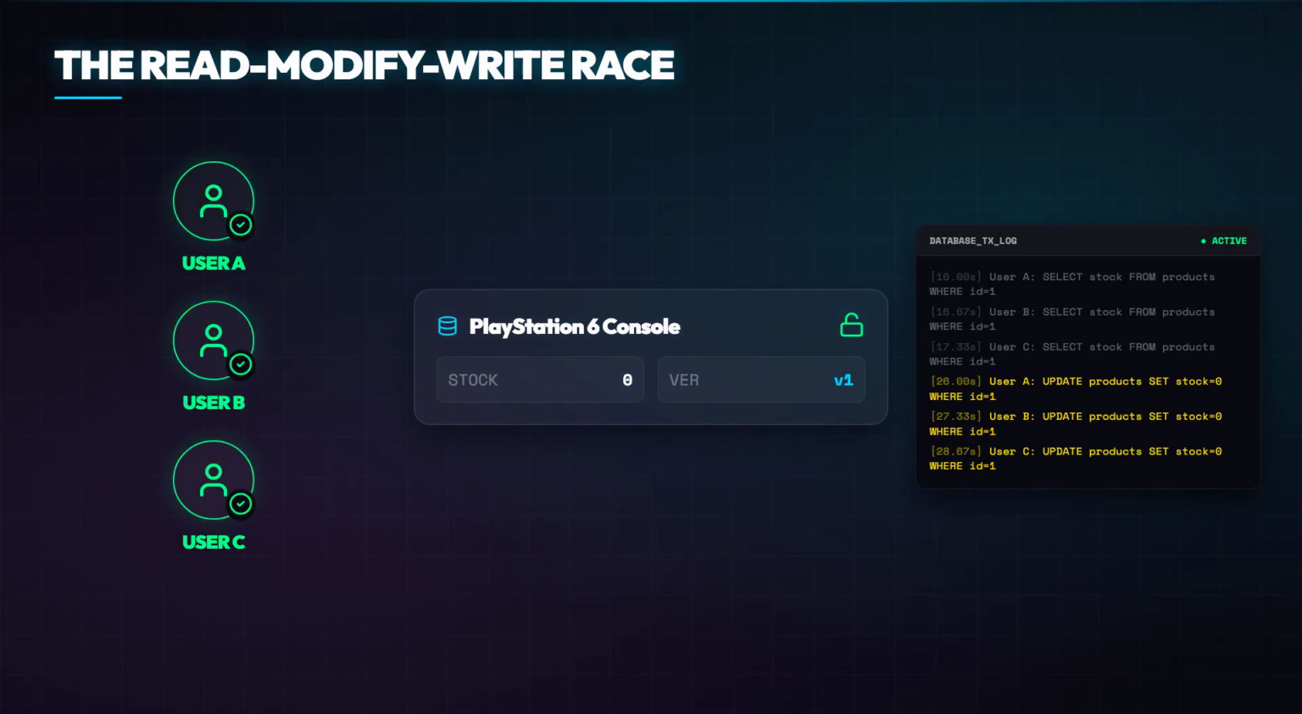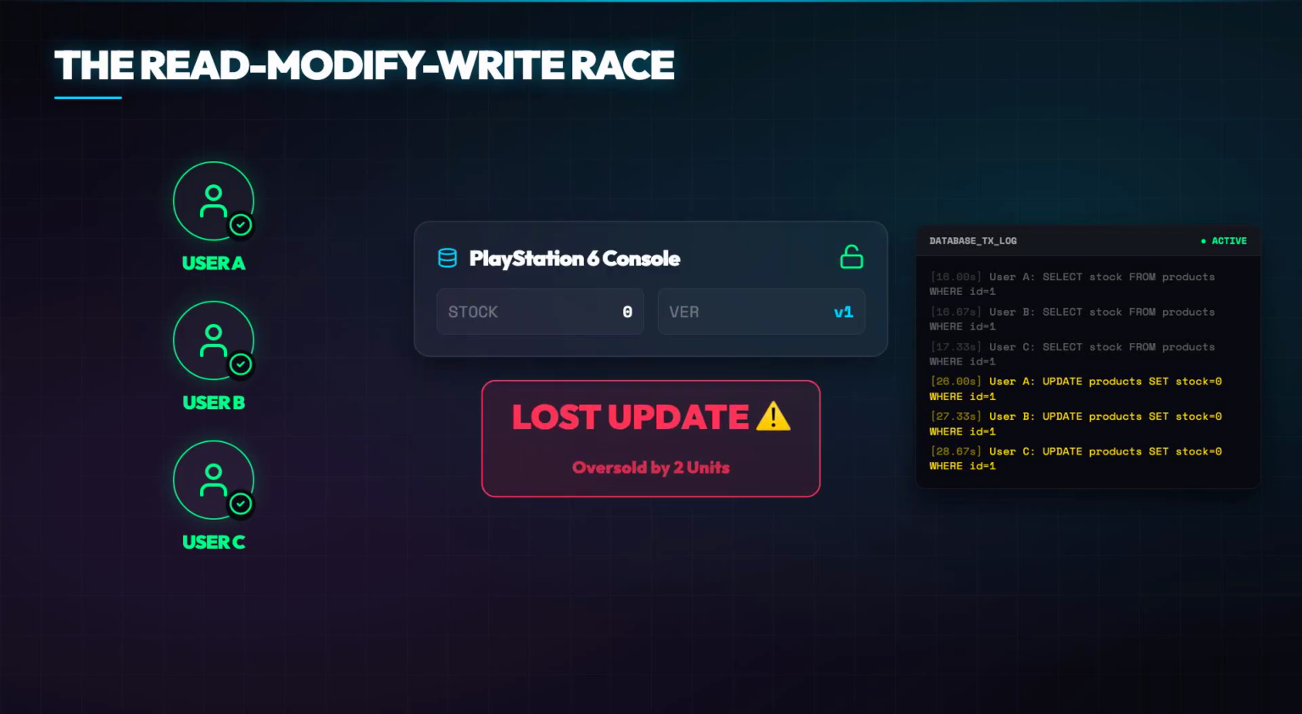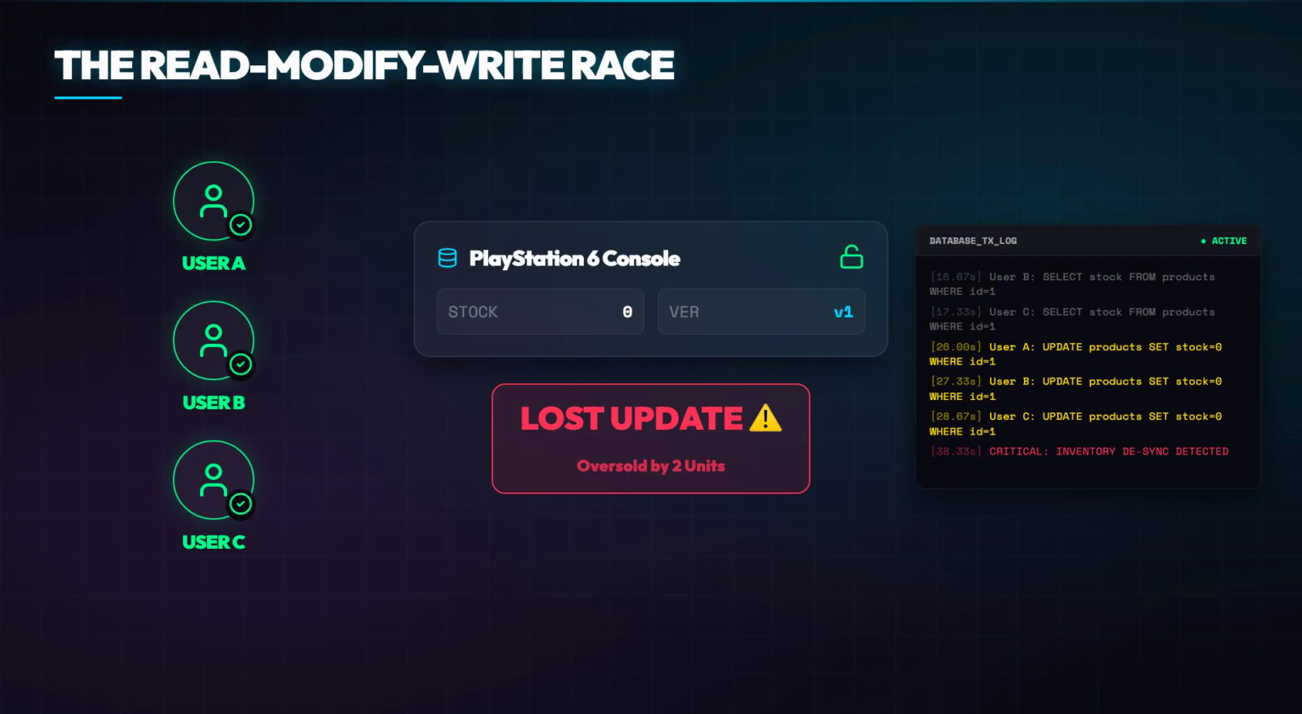The application says success. But your inventory manager is about to have a very long night explaining why you sold 3 consoles when you only had 1. This isn't just a bug, it's a fundamental failure of state management. Time to lock it down.